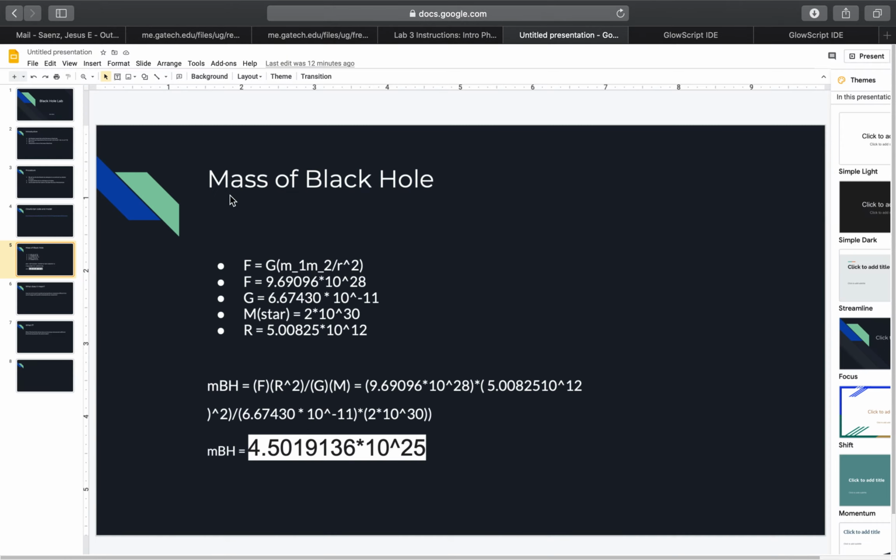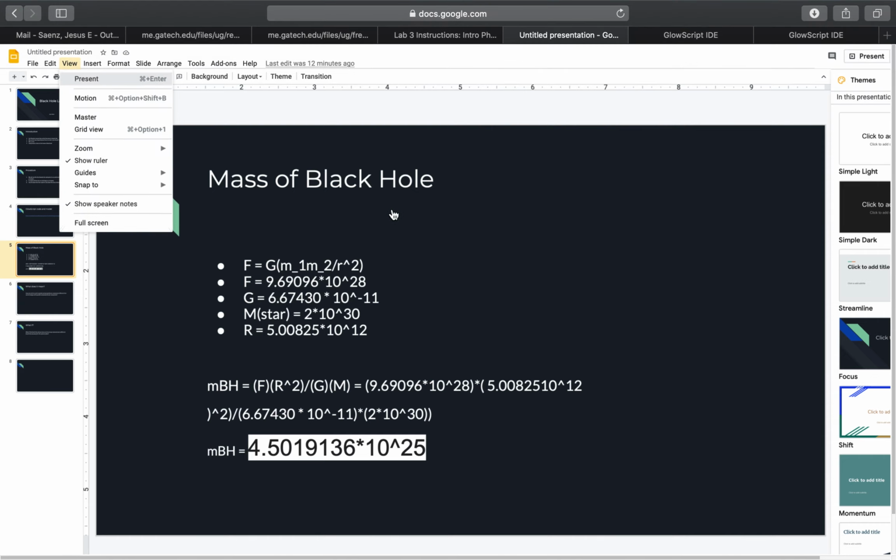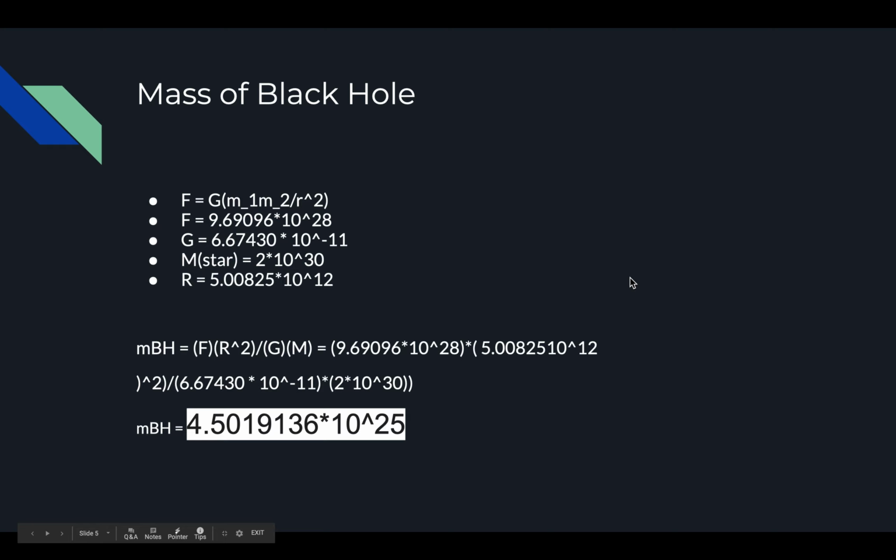So now let's actually take a look at the mass of the black hole. So let's go back here. So we're just going to use the gravitational formula again, and we're going to plug in all the values that we know. So the net force is equal to 9.69096 times 10 to the 28th. The gravitational constant, 6.67 times 10 to the negative 11th. The mass of the star, 2 times 10 to the 30th. And the radius, which is 5.00825 times 10 to the 12th.